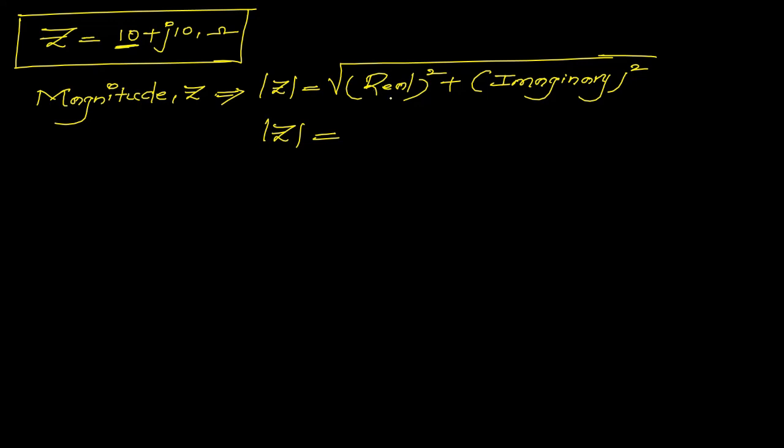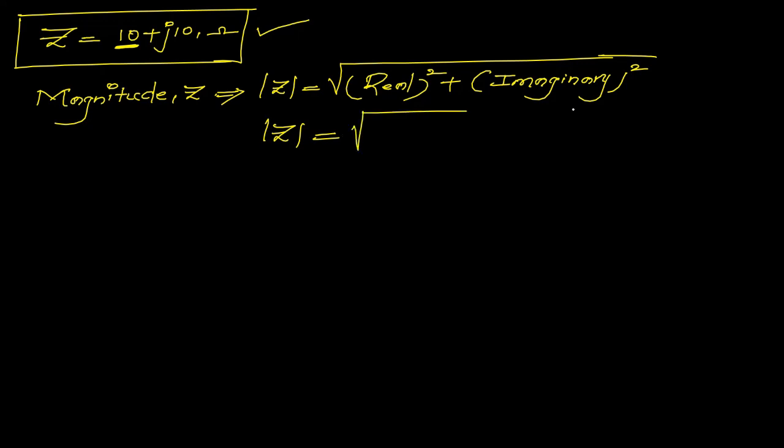Here the real value represents the resistance, and j into some value is the imaginary part. In the impedance j into 10, what is 10? It is XL minus XC, which represents the imaginary value. So j into 10 means the imaginary value is always 10 in this particular impedance expression.